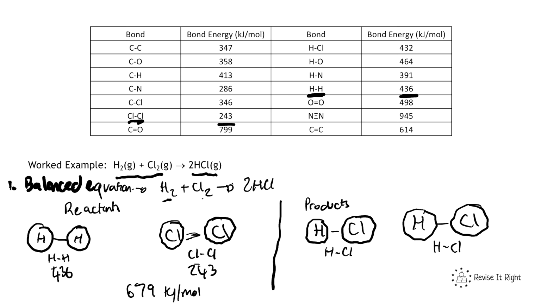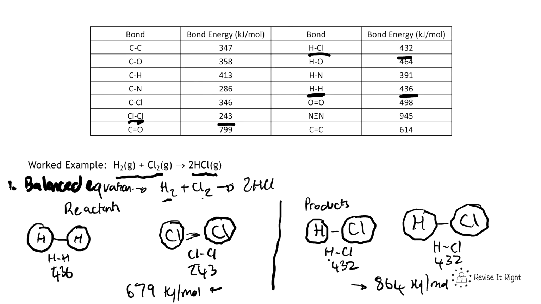And then we go over to our products and work out how much energy is released when we form the new bonds. So we've got H and Cl, so that's here, so that's 432. And we've got HCl again, so that's also 432. So all we have to do is add those together. 432 add 432 is 864 kilojoules per mole. So what that means is it requires 679 kilojoules per mole energy to break the initial bonds, and then when the new bonds form, they release 864 kilojoules per mole of energy.